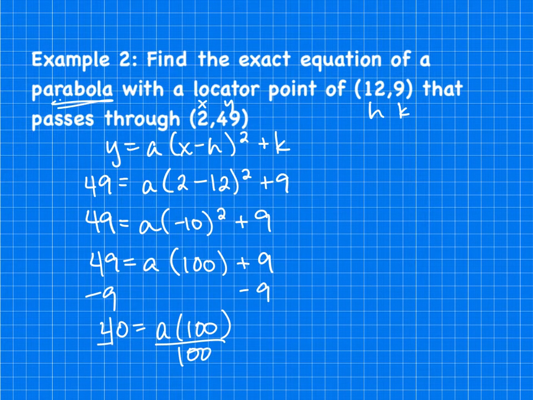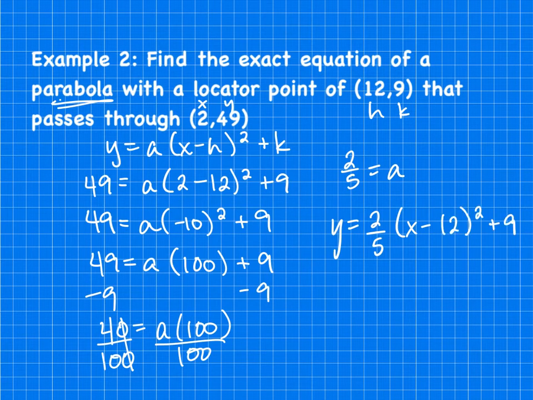Divide both sides by 100. Those are both divisible by 10, so we can automatically take out those zeros. So we've got 4 over 10. Both of those are divisible by 2, so that is 2/5 equals a. And we can also write that as 0.4 because it is a terminating decimal. So write our equation: 2/5 times x minus 12 squared plus 9. And that's our final equation. And that's it. Finding the exact equation. Have a lovely day.